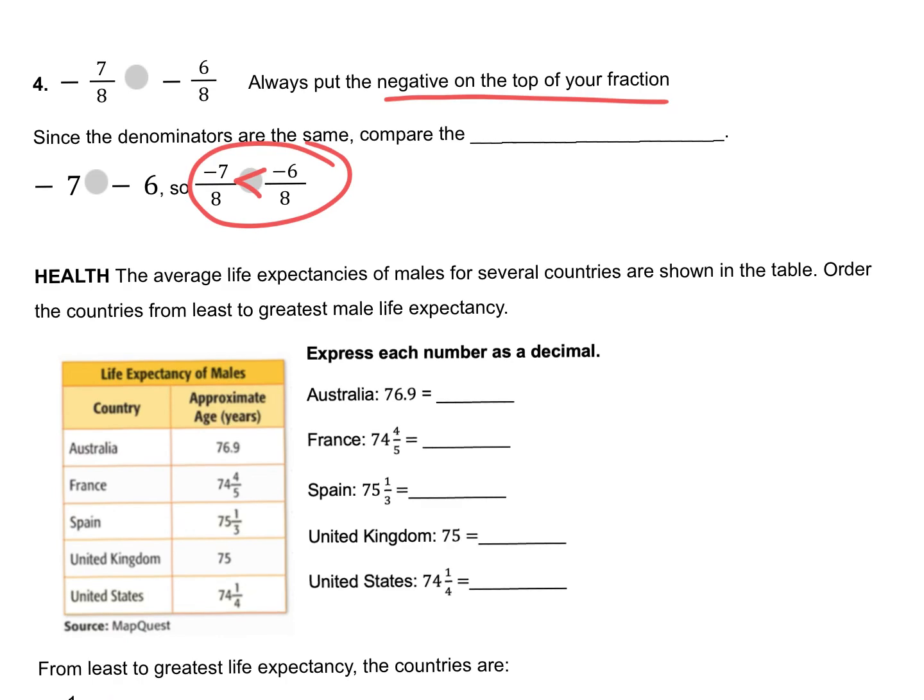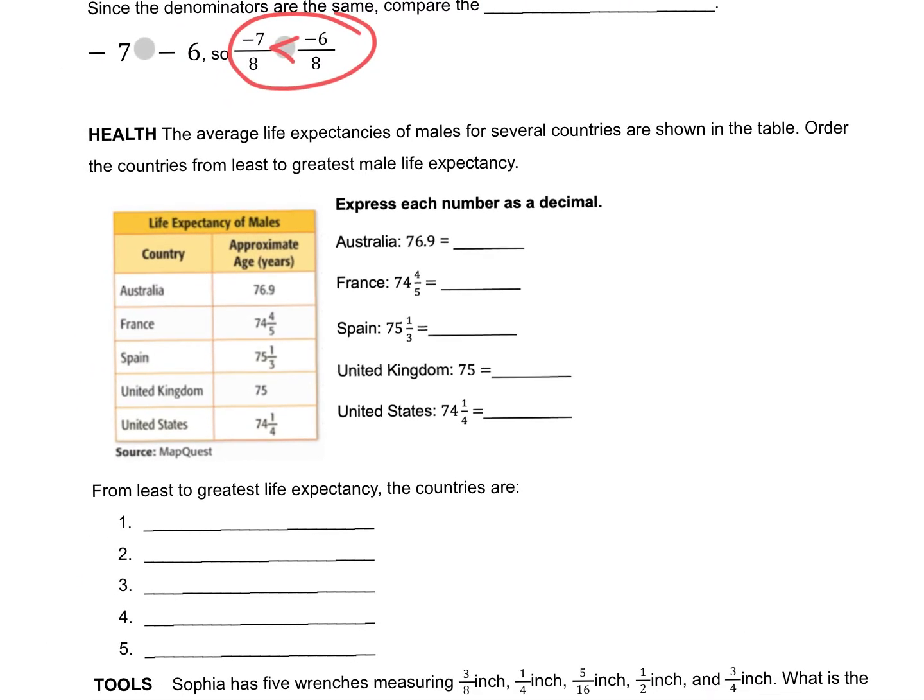All right, a little bit more. And let's see if you can try this now using what you know. The average life expectancy of males for several countries are shown in this table here. We're going to order the countries least to greatest by male life expectancy, expressing the number as a decimal. So here some of them already are as a decimal, right? 76 9/10 I know is the same as this. So I just kind of want to write it as both.